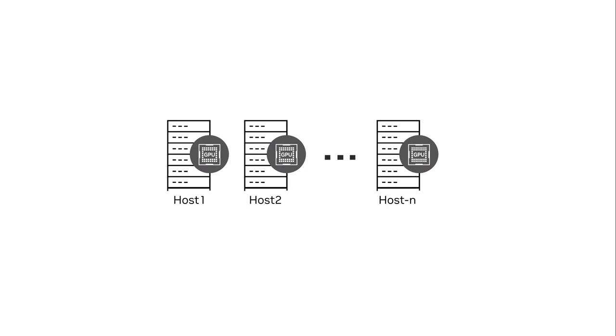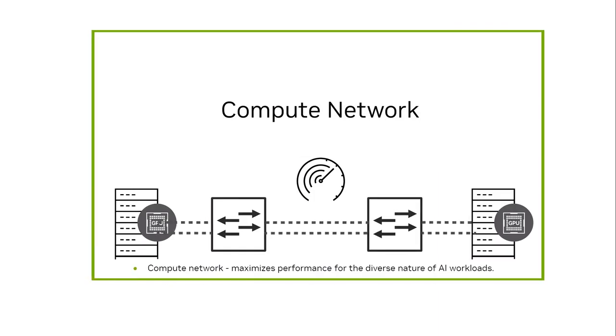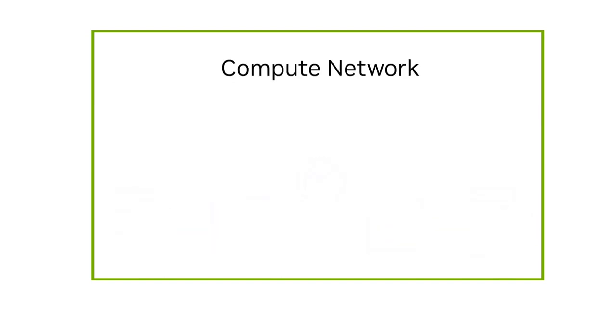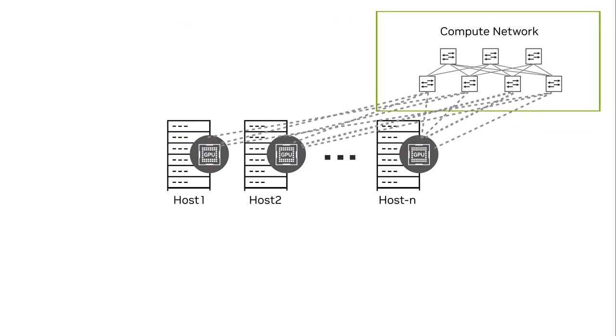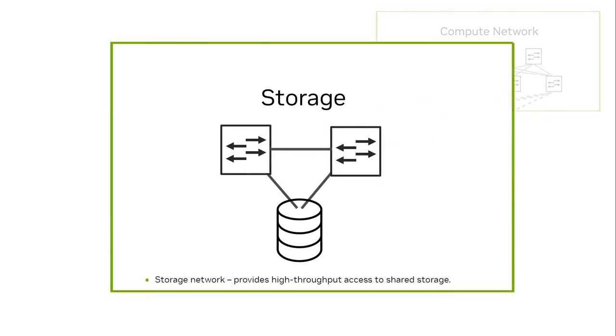A typical AI data center will have 4 networks. The compute network is designed to minimize system bottlenecks and maximize performance for the diverse nature of AI workloads. It also provides some redundancy in the event of hardware failures and minimizes costs. The storage network provides high-throughput access to shared storage. High bandwidth requirements with advanced fabric management features provide significant benefits for the storage fabric.